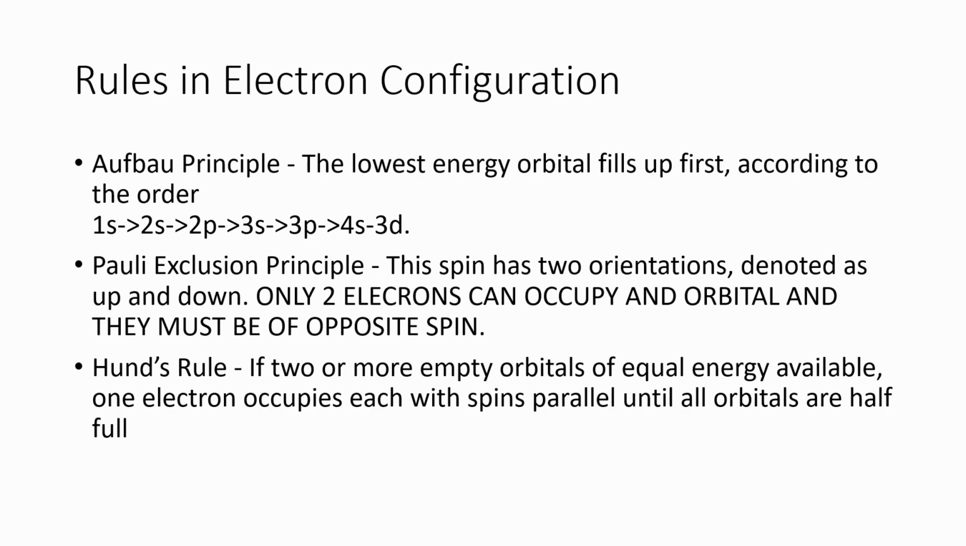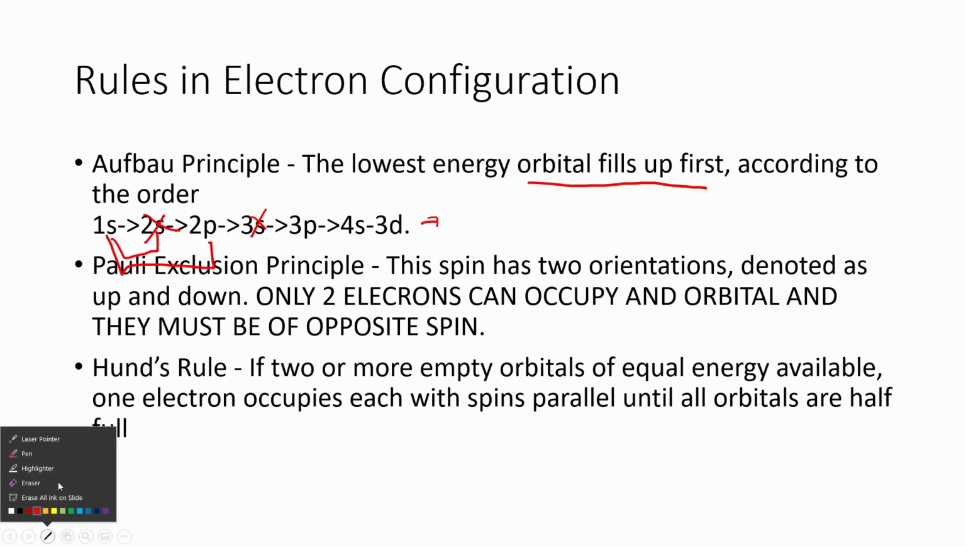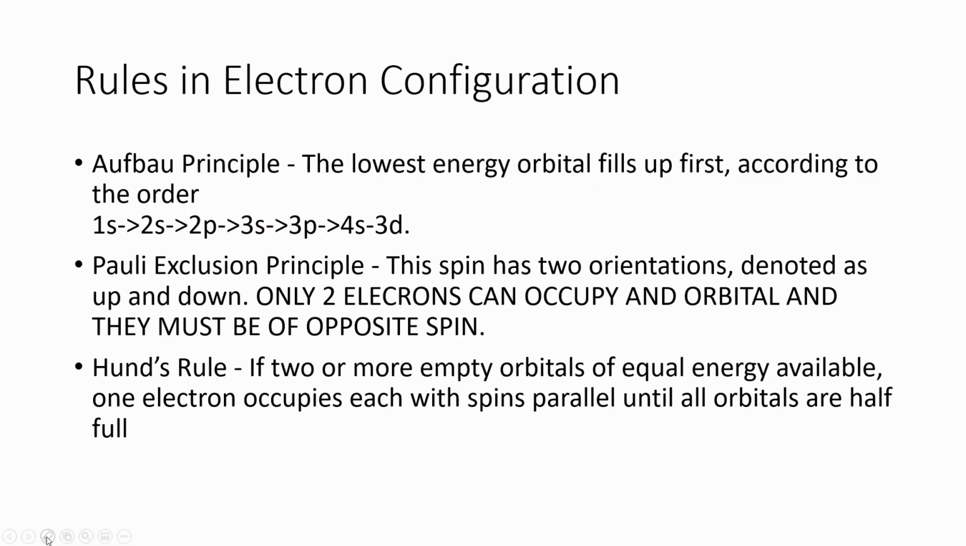Okay, so first we have our Aufbau principle. This principle dictates that the lowest energy orbital fills up first according to the order 1s, 2s, 2p, 3s, 3p, 4s, 3d. So there is a pattern to this which I will be posting later. And you have to follow this order. You cannot go from 1s to 2p. You must first pass 2s, then 2p. You cannot skip any. You have to fill the orbitals in order, because otherwise you won't form a stable element.